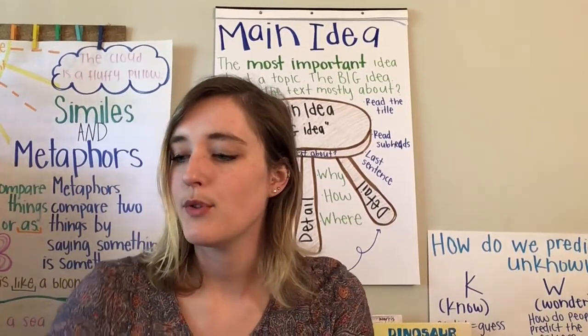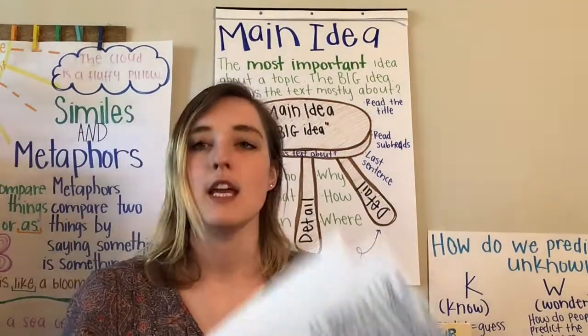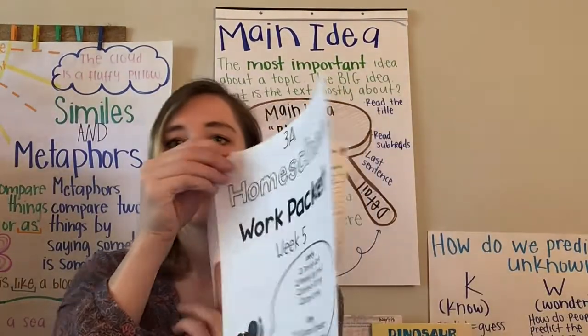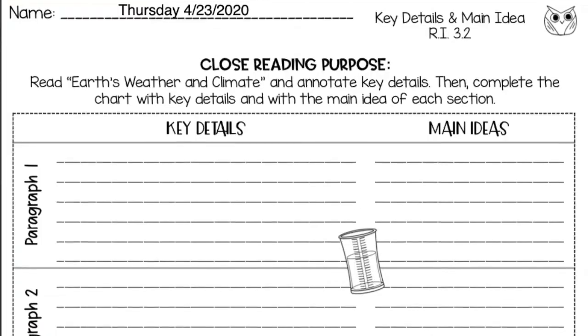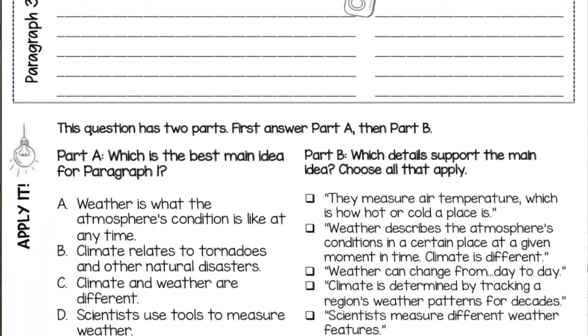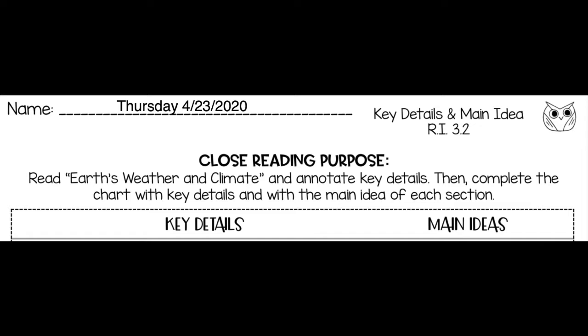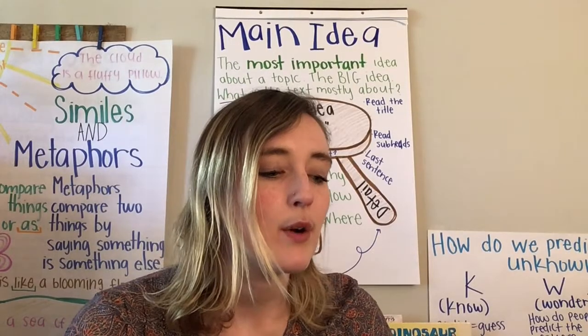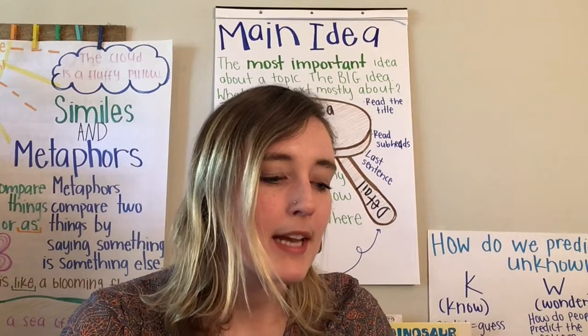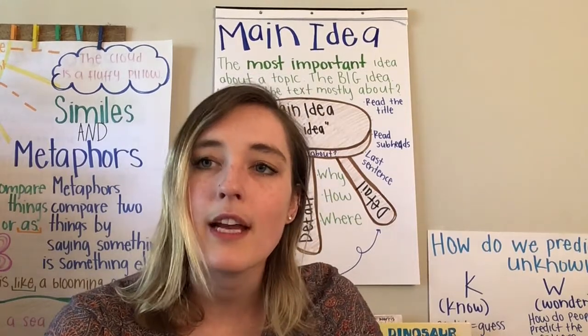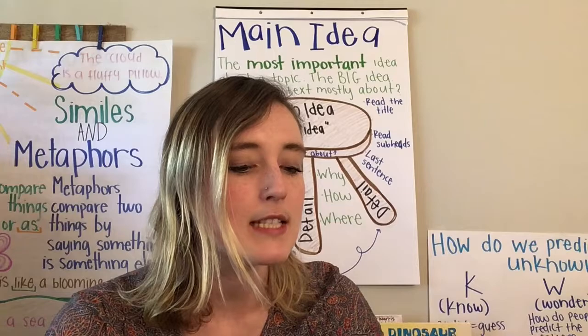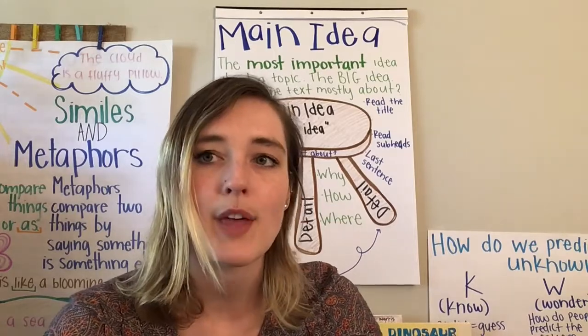So I want you to turn to, in your home school work packet, to this page. And we're going to read the directions. It says, read Earth's weather and climate and annotate key details, then complete the chart with key details and with the main idea of each section. Okay, so we are going to focus on paragraph 1 by writing down some key details. Some things that you underlined, I would like you to write down in the key details section. Go ahead and do that now.